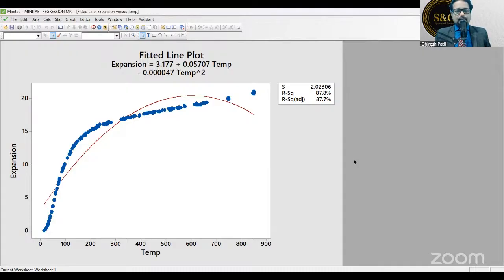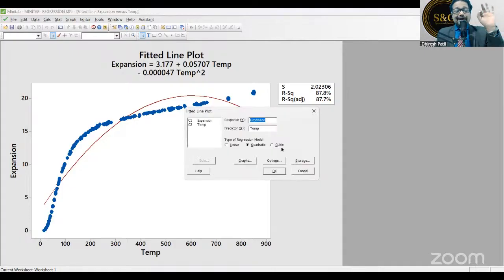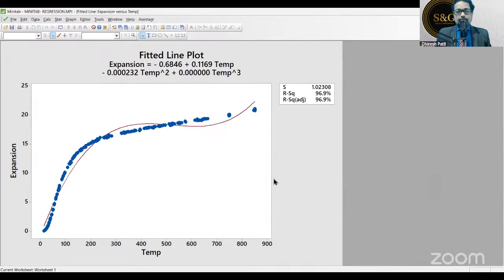Got it? Now, before I explain, let's go back again. Go to Control E once again, and now select cubic. Next to quadratic, select cubic as well, and just click OK. Now you get another model. And look at the R square value, which is 96 point something, almost 97%.